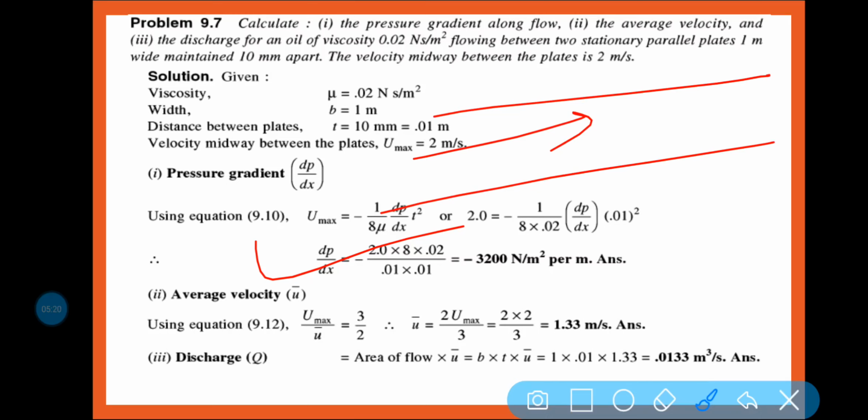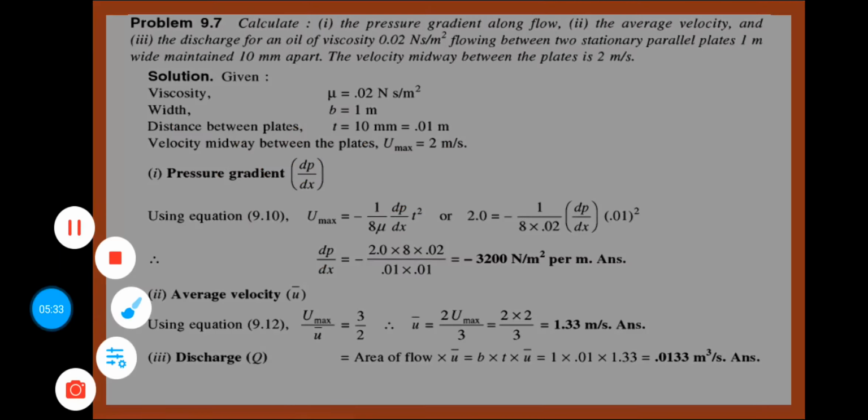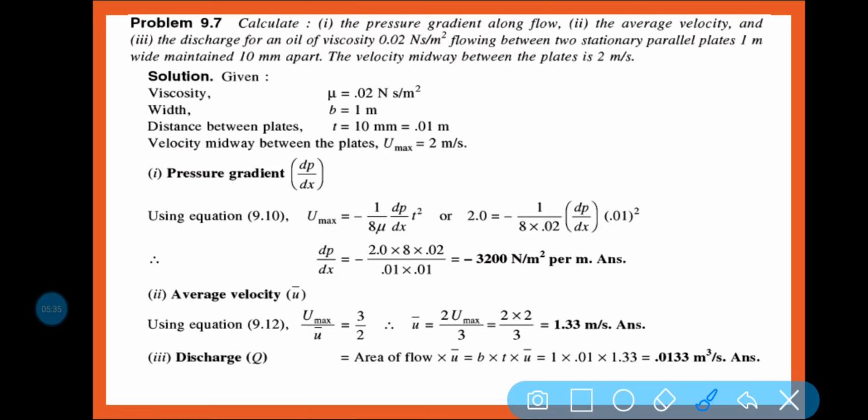Next, average velocity. You know that u max by u bar, that is your average velocity, is equal to 3 by 2, not 2, 3 by 2. In case of a circular pipe it is 2, but here it is 1.5. You know that u max is equal to 2 meter per second, so u bar is equal to 1.33 meter per second.